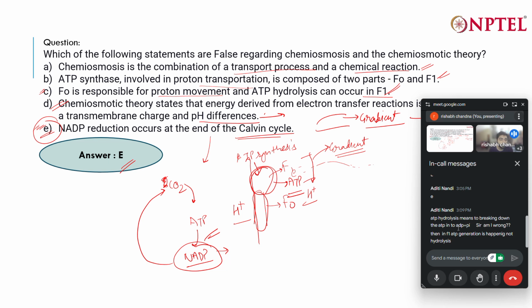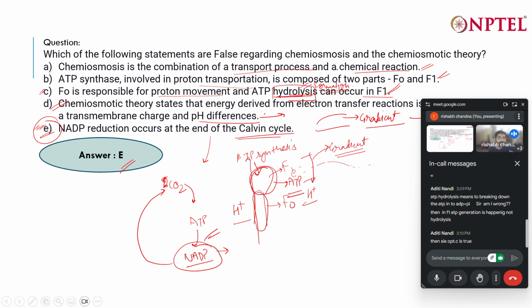Oh, from that point you are saying, okay. So yes, I also didn't see. Okay, so hydrolysis will not be the case here. This would be ATP formation, not hydrolysis. Sorry, I also missed this. This would be formation. This was a misprint from my side. Thanks for pointing it out.